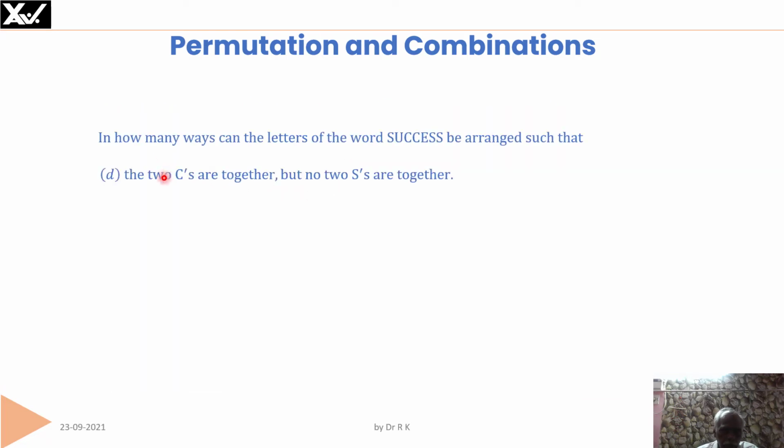The same problem, I will do it in another way. The 2 C's are together, but no 2 C's are together. So what I will do is, the 2 C's are together, so I will make that 2 C's together as one letter. I will skip this S now. So this can be arranged in factorial 3 ways.